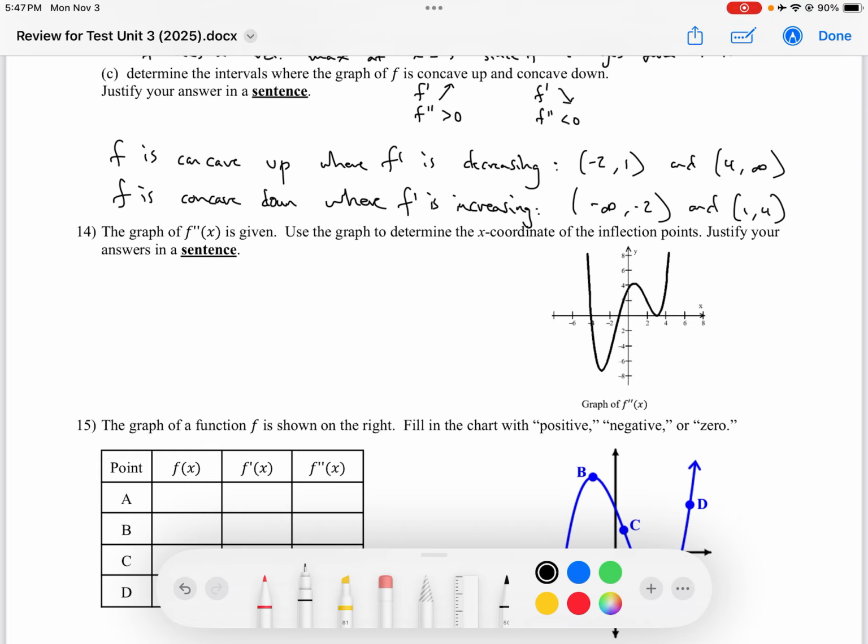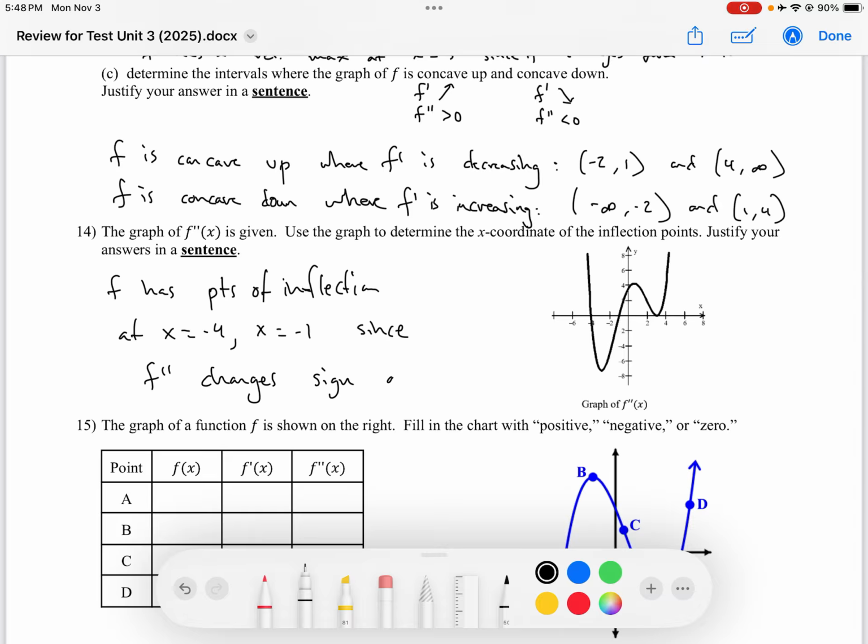The graph of f prime is given. Use the graph to determine the x-coordinate of the inflection points. Justify your answers in a sentence. Okay? This is f double prime. So where f double prime changes sign is where f has points of inflection. So f has points of inflection at x equals -4, x equals -1, since f double prime changes sign at those points.